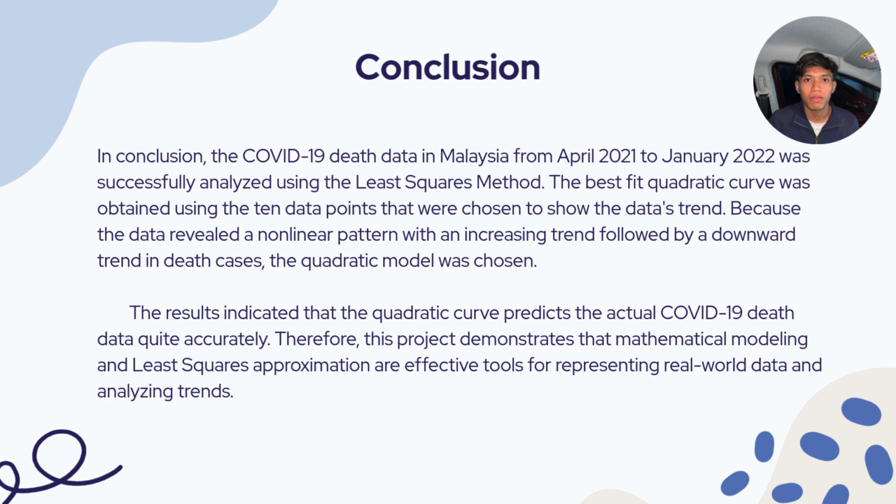In conclusion, the COVID-19 death data in Malaysia from April 2021 until January 2022 was successfully analyzed using the least squares method. The best fit quadratic curve was obtained using the 10 selected data points. Since the data showed a nonlinear trend, with an increase followed by a decrease, the quadratic model was chosen as the most suitable model. The results show that the quadratic curve predicts the actual data quite accurately. Therefore, this project demonstrates that mathematical modeling and least squares approximation are effective tools for representing and analyzing real-world data trends. Thank you for listening.